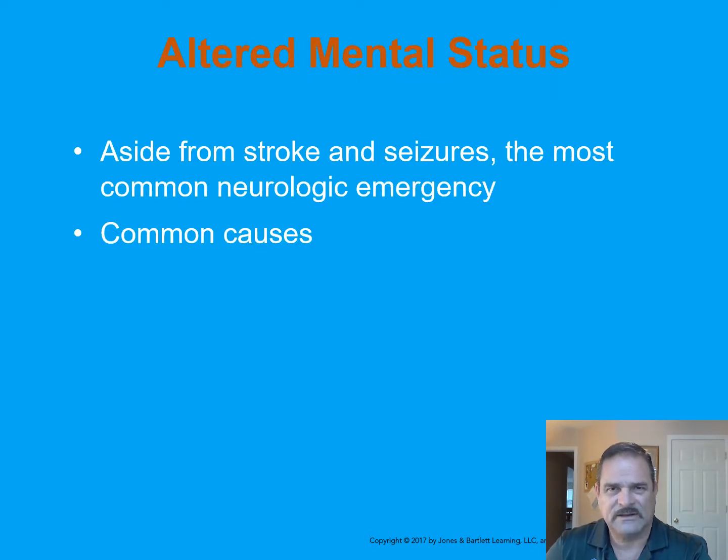Altered mental status. Aside from stroke and seizure, the most common type of neurological emergency that you're going to encounter is going to be a patient with altered mental status. Causes could include hypoglycemia, hypoxemia, intoxication, delirium, or drug overdose. Unrecognized head injuries, brain infection, body temperature abnormality, brain tumors, an overdose and/or poisoning could be a variety of things, and it's your detective hat that is going to tell you.